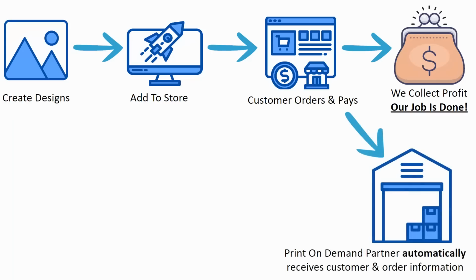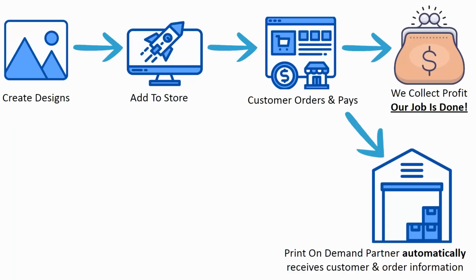And now automatically, our print-on-demand partner receives the customer information, right? What did they order? What color did they order? What style? What size? What options? Obviously, what shipping address? All of that information is sent directly to our print-on-demand partner through Shopify. We don't pick up the phone. We don't email them. We don't copy and paste. We don't forward the order email. Our job is done, right?